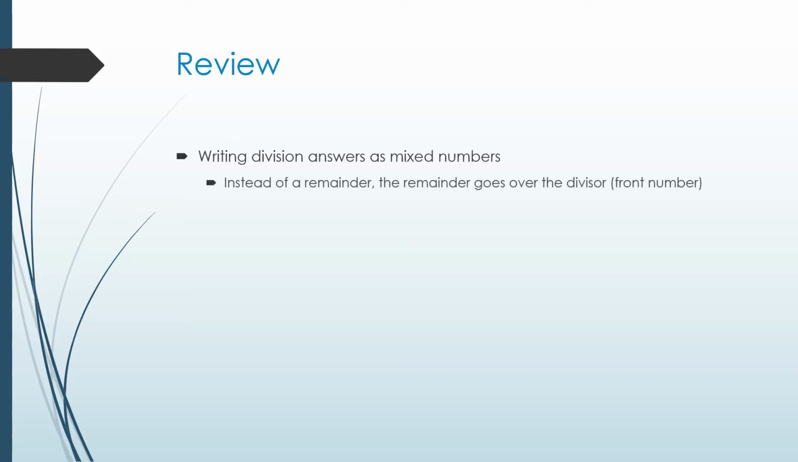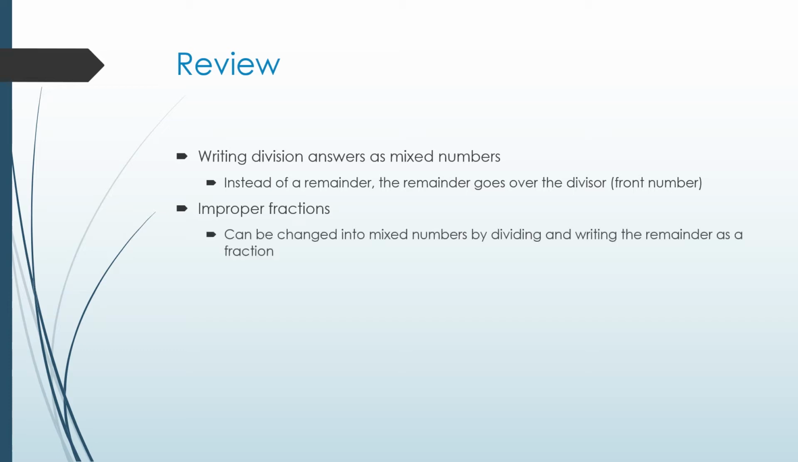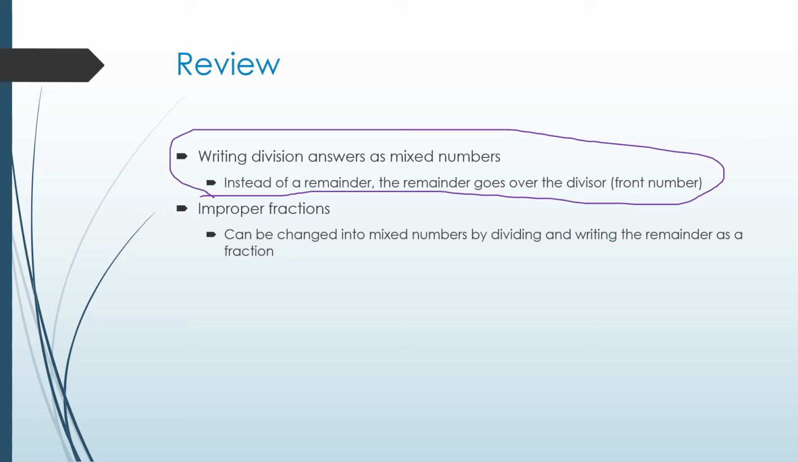Some review from Lesson 10. Writing division answers as mixed numbers. Remember, when you're dividing, instead of writing your remainder when you're done, you put your remainder on top of the divisor, or that front number in your division problem. That's how you make your fraction. Improper fractions are any time the numerator is greater than or equal to the denominator, so bigger number on top, that's an improper fraction. And we change those into mixed numbers by doing this. It's just a division problem.